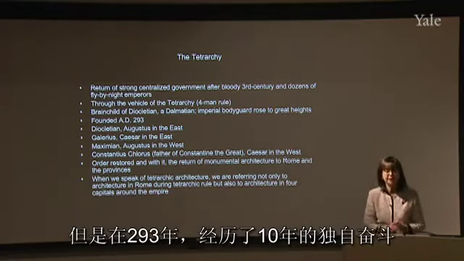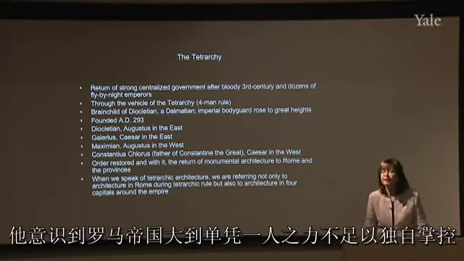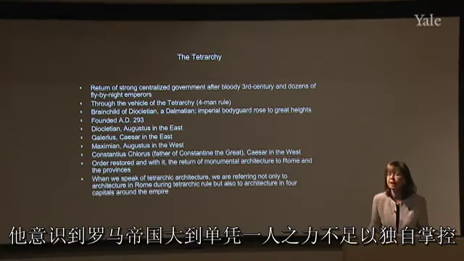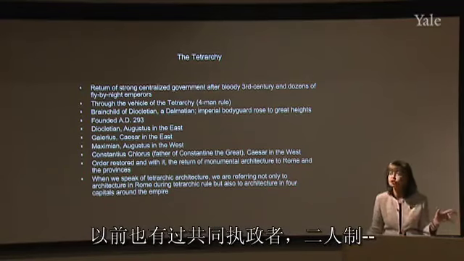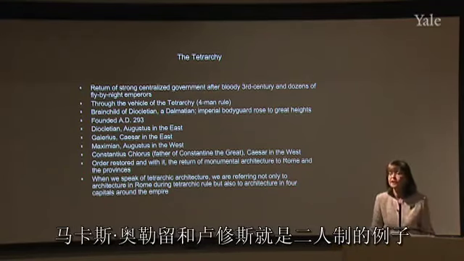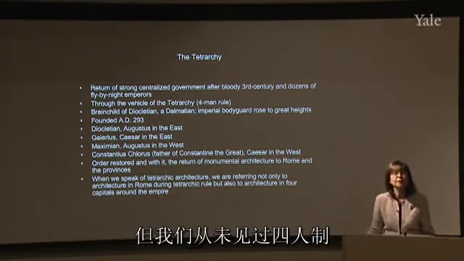but it was in 293, after 10 years into trying to go it alone, that he realized that the Roman Empire had become much too vast for one man to be able to govern it alone, and he came up with this extraordinary idea to have 4-man rule. We've seen co-emperors before. We've seen 2-man rule. There was 2-man rule initially with Marcus Aurelius and Lucius Verus, for example. But we have never before seen a 4-man rule.